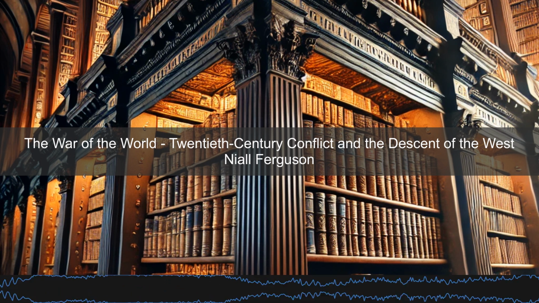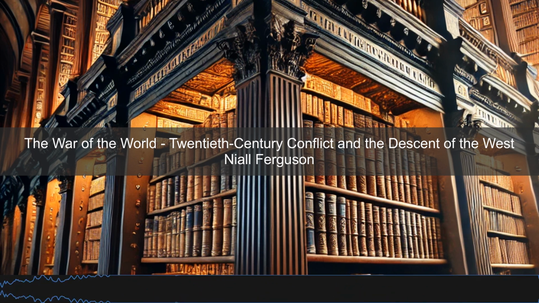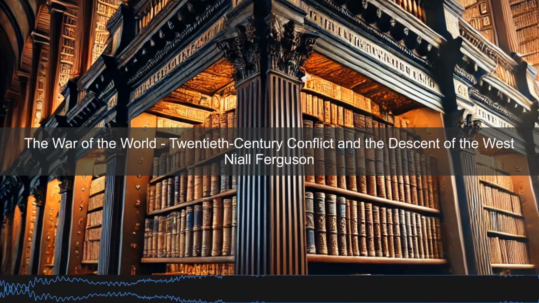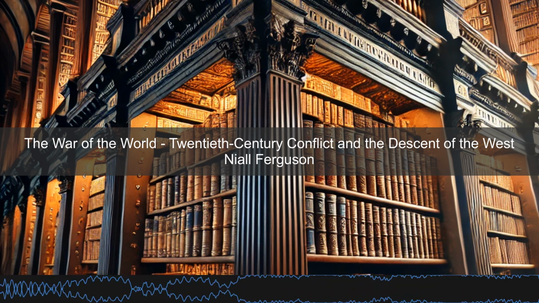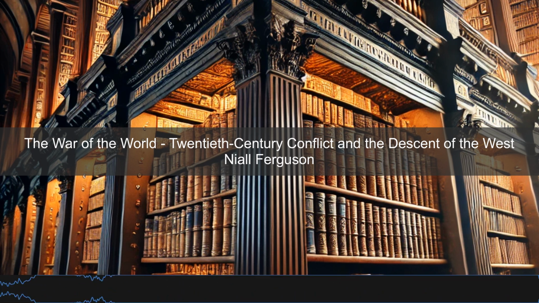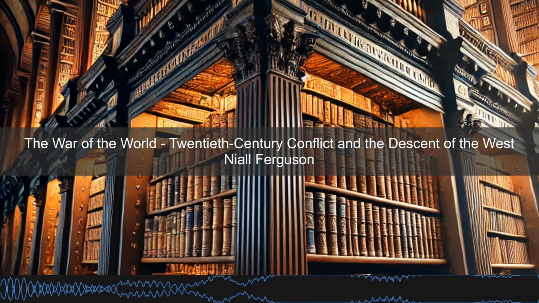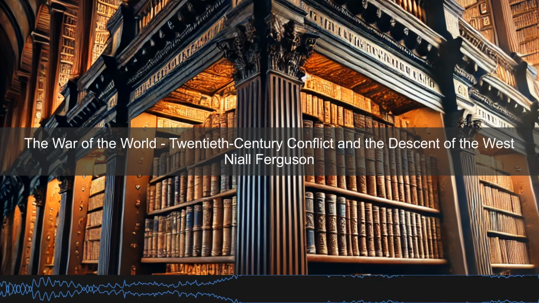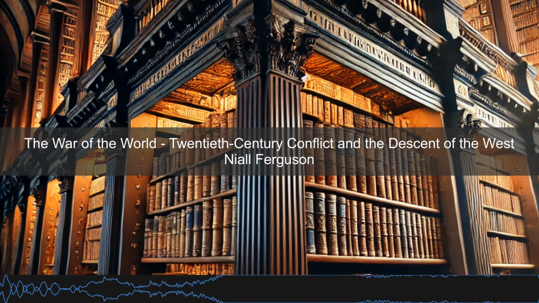Sounds good. One of the things that really struck me about Ferguson's book is how he connects the rise of racial thinking back in the 18th and 19th centuries to all the horrors that we saw in the 20th century. It's like he's saying that these seemingly abstract ideas about race actually had really concrete and devastating consequences in the real world. Like, they paved the way for discrimination, segregation, and ultimately genocide.